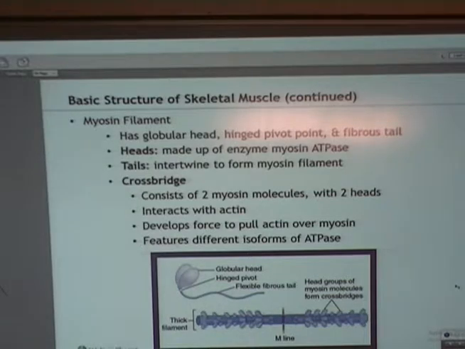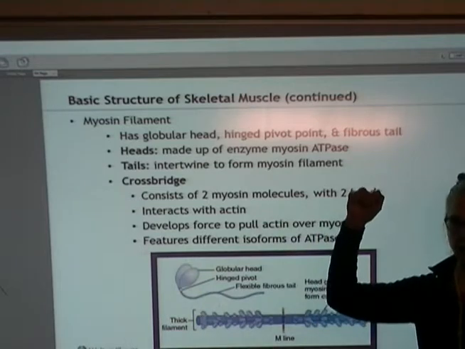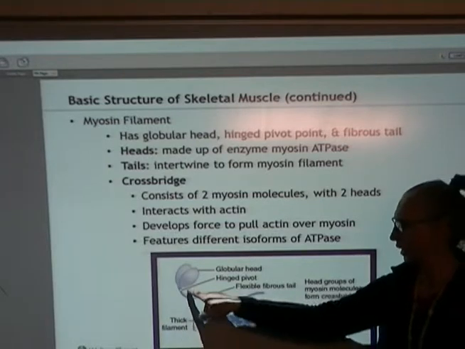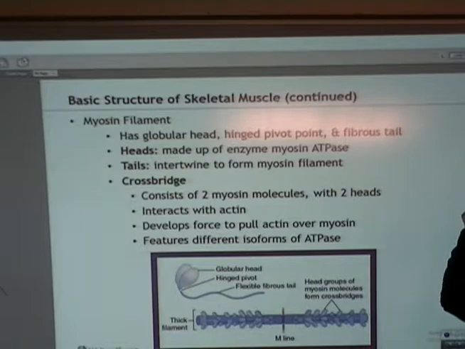All right, so now that active site on the actin is where the head of the myosin can attach and form a cross bridge. Because it's got that pivot point, this hinge, it can use ATP to move. It kind of flips, but because it's attached to the actin, as it flips, it pulls the actin with it.